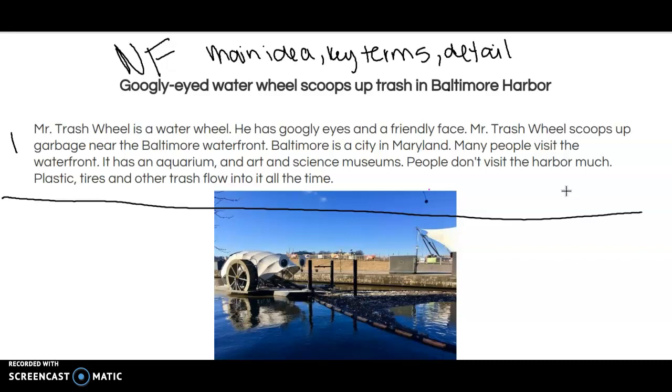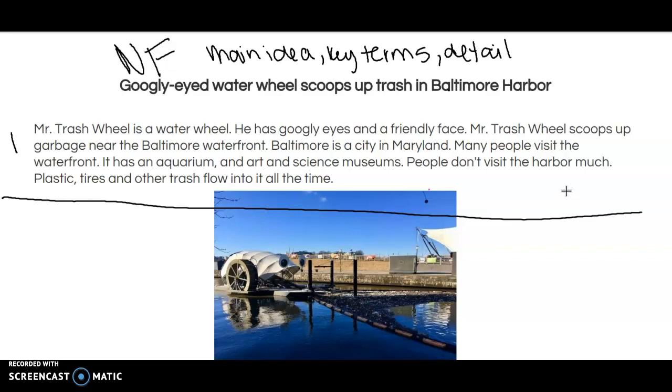Mr. Trash Wheel is a water wheel. He has googly eyes and a friendly face. Mr. Trash Wheel scoops up garbage near the Baltimore waterfront. Baltimore is a city in Maryland. Many people visit the waterfront. It has an aquarium and art and science museums. People don't visit the harbor much. Plastic, tires, and other trash flow into it all the time.